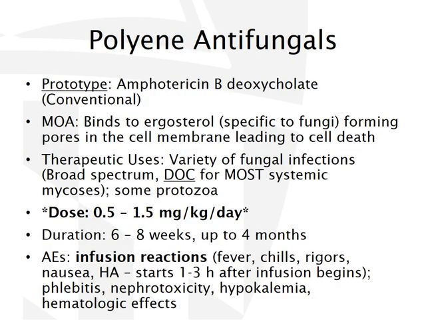All right, so let's talk about polyene antifungals. Our prototype is amphotericin B. In parentheses, it says conventional, and that is because there are 2 forms of amphotericin B. There is the conventional form, and there is the liposomal form. They are different. They have similar actions and similar uses. However, the dose for those drugs is different, and that's why you see the dose bolded on this slide. So these drugs work by binding to ergosterol, which is specific to fungus, and it forms pores in the cell membrane, which leads to cell death.